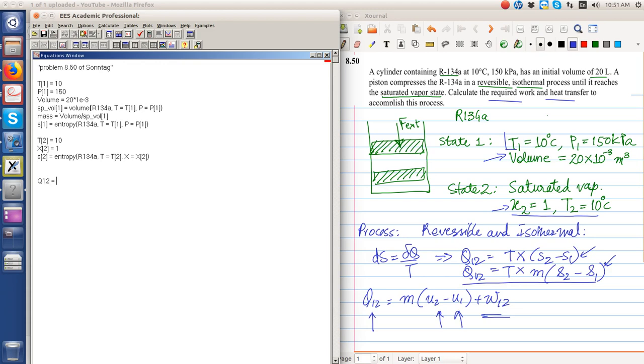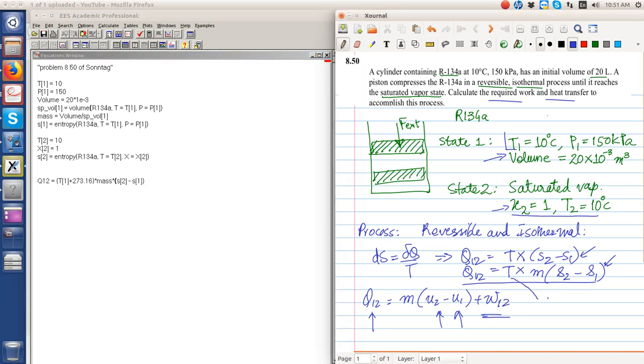So Q12 is equal to T1, so the T has to be in Kelvin, 273.16 plus 10, times mass times S2 minus S1. So this T is in Kelvin. This is very important to note.